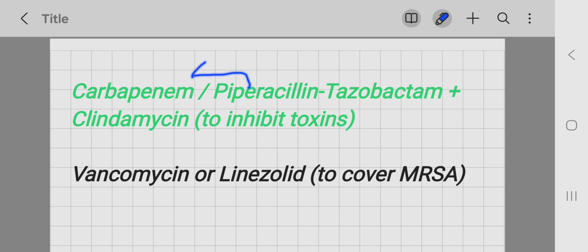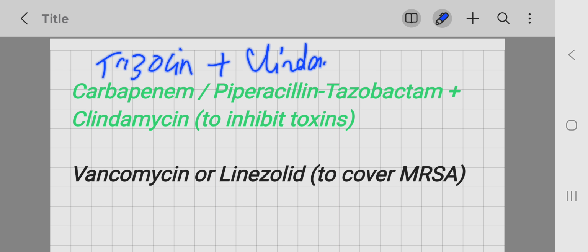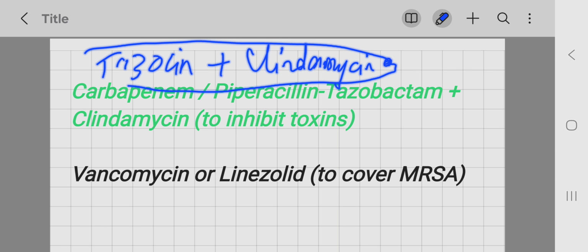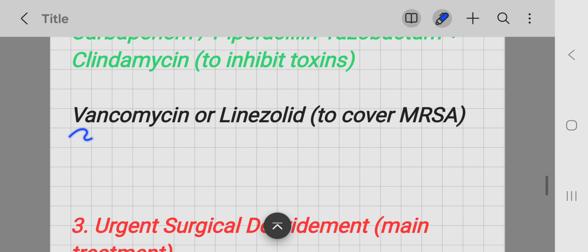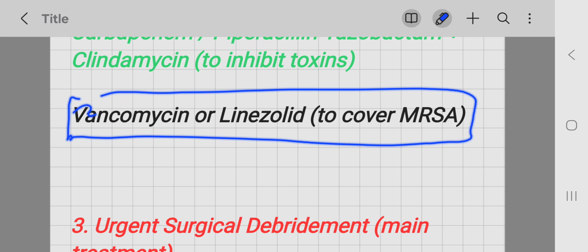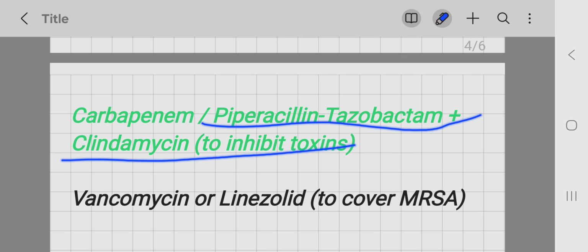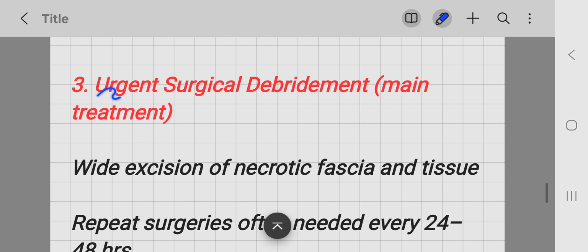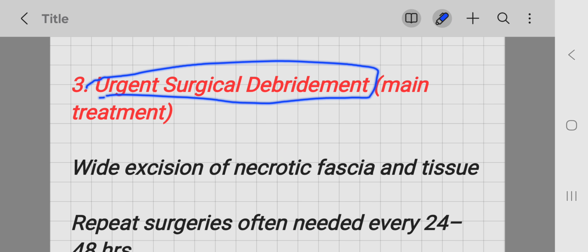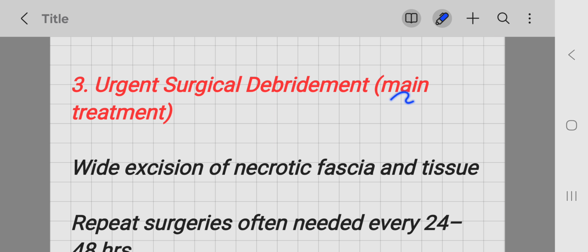So this combination comes in the antibiotic Tazocin. Tazocin is given along with clindamycin. So these are broad spectrum antibiotics that are given for the infection of necrotizing fasciitis. Vancomycin or linezolid can also be used, especially if you are suspecting methicillin resistant Staphylococcus aureus, but this combination is mostly sufficient.